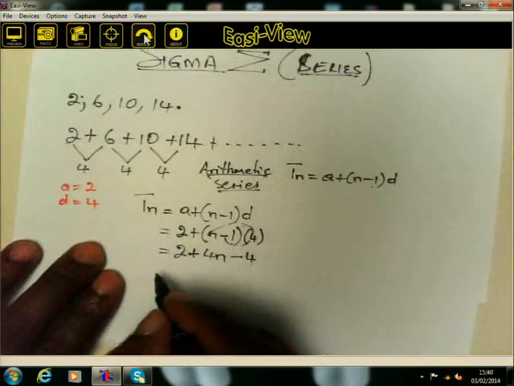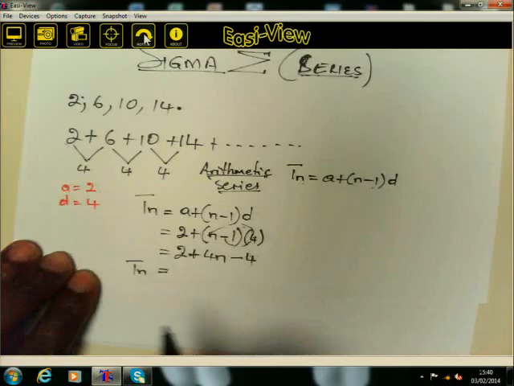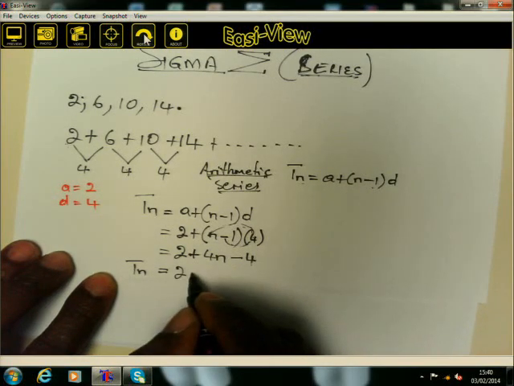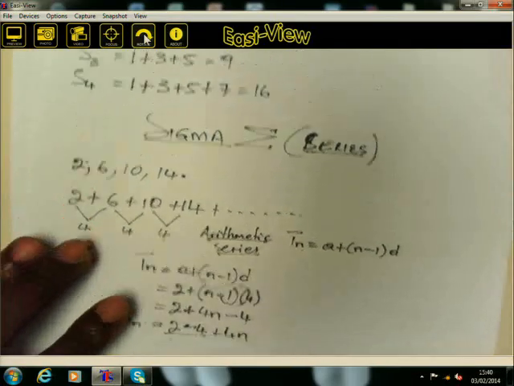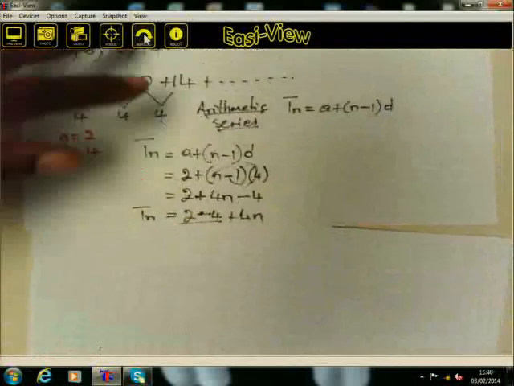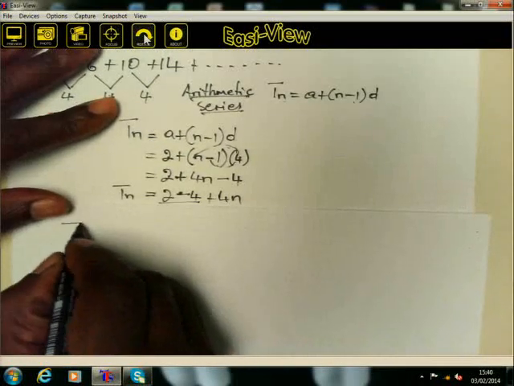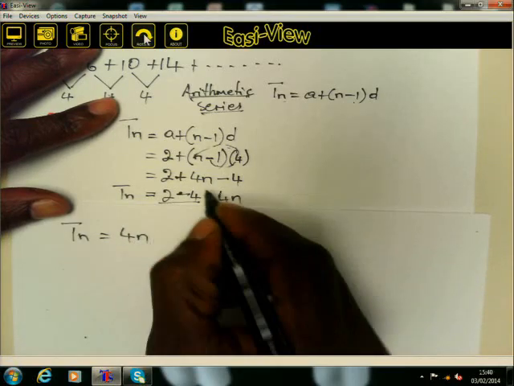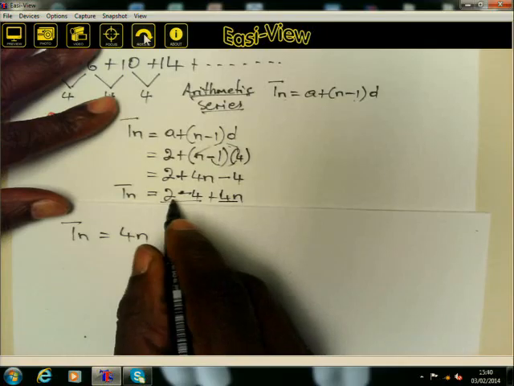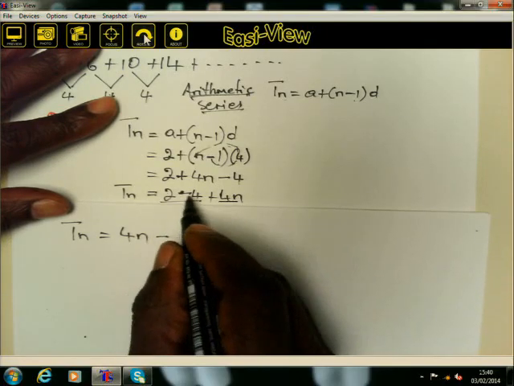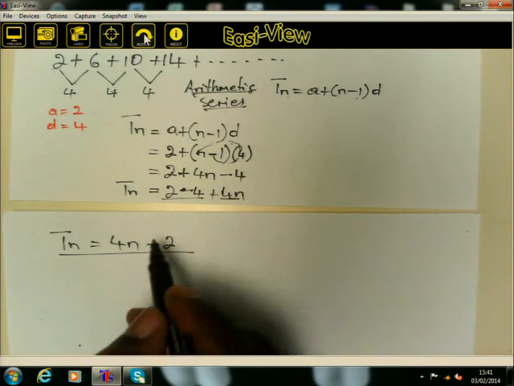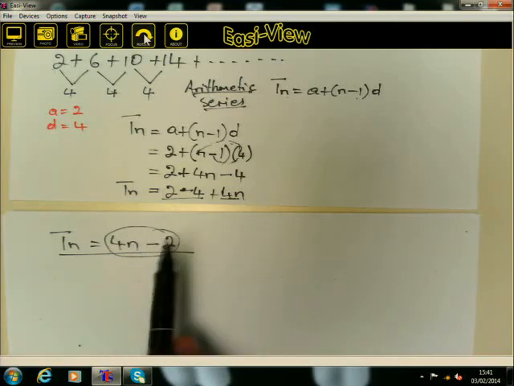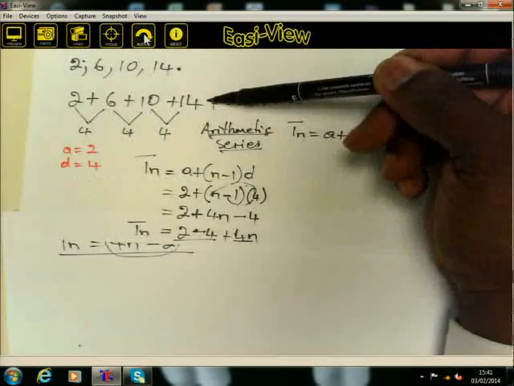So our general term Tn becomes 2 minus 4 plus 4n. When we group this so that we can subtract them, they are like terms, they are constants. So to continue from there, our general term is now 4n, and then minus 2, because 2 minus 4 is minus 2. This is our general term. In other words, we can use this general term to get any term of this series.